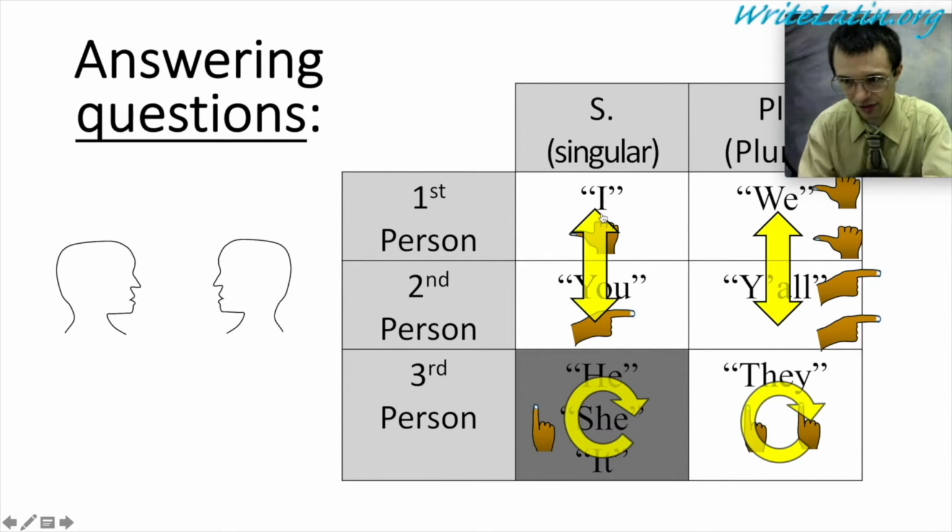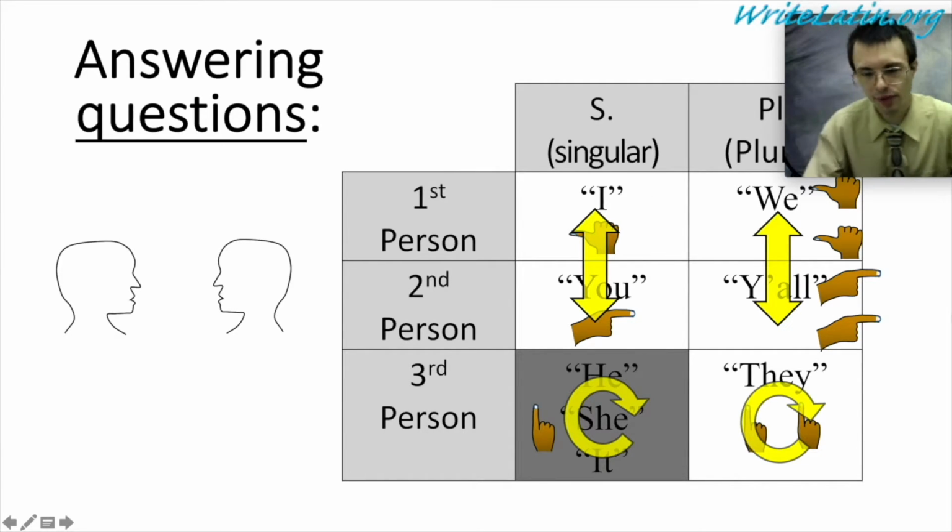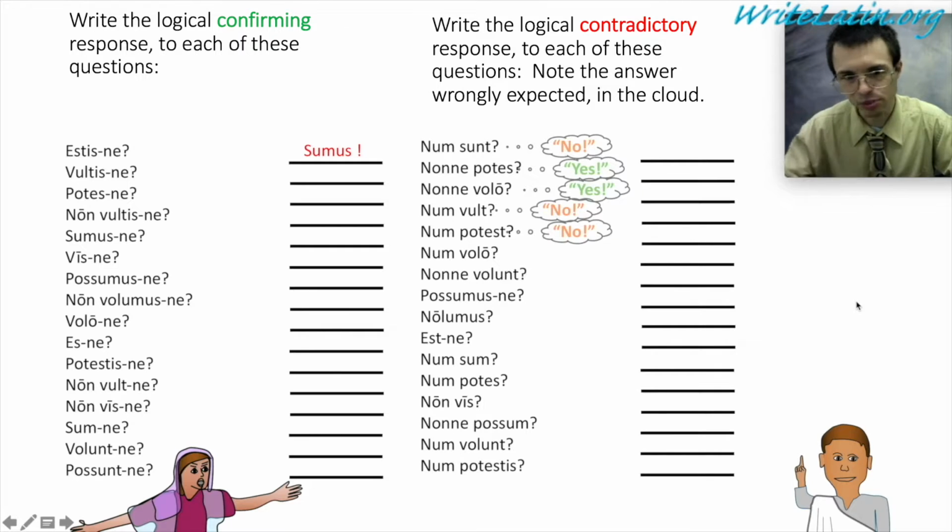On the next slide here, if I ask you a question using we, you'd better respond with y'all. And if I ask you a question with you, you'd better respond with yeah, I, right? So that's kind of logical. I just wanted to make that explicitly clear to you. Okay, so here's that next page.